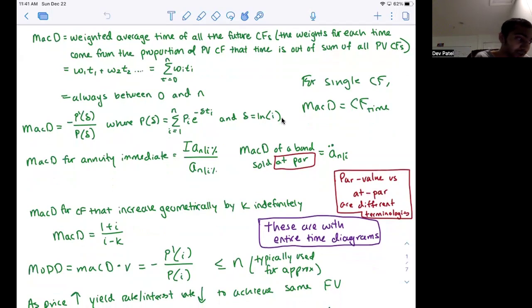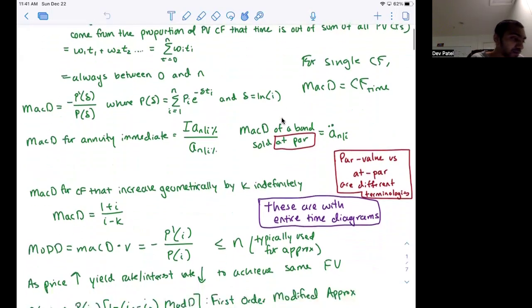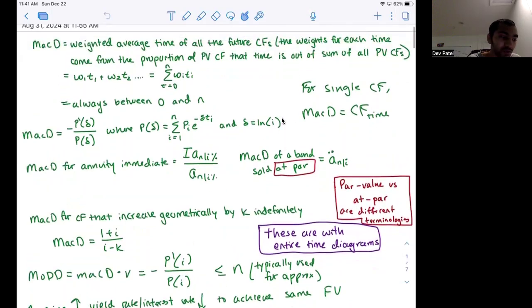So that's the weight. And then obviously we're multiplying it by the time of each cash flow. So obviously it will always be between 0 and n for a single cash flow because we're only paying at that period in time. The MACD for that will be the time of that cash flow.